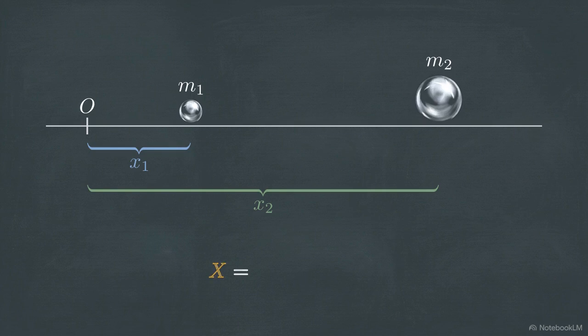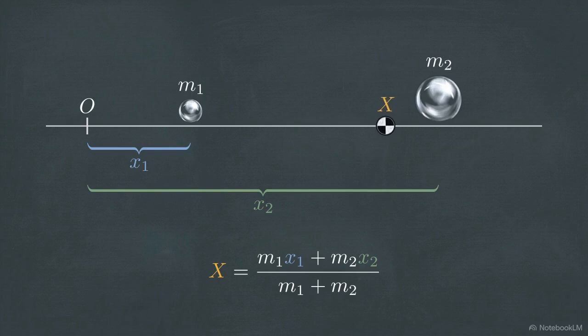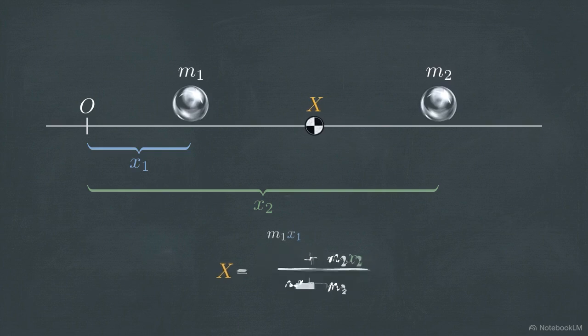The exact coordinate for the center of mass, capital X, is found by multiplying each mass by its position, adding those together, and dividing by the total mass. This equation defines the mass-weighted mean position for the system. If the two masses are equal, the mathematics force that center point to rest exactly midway between them.